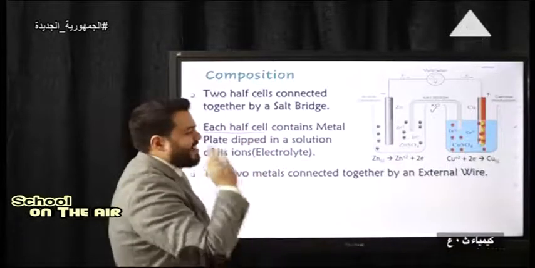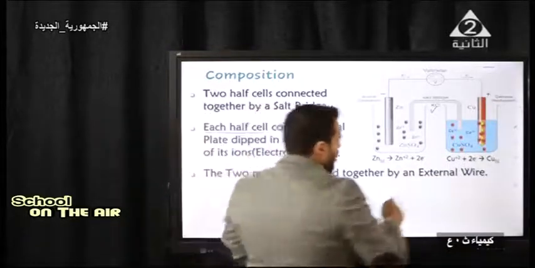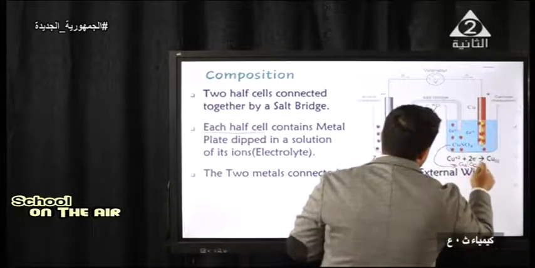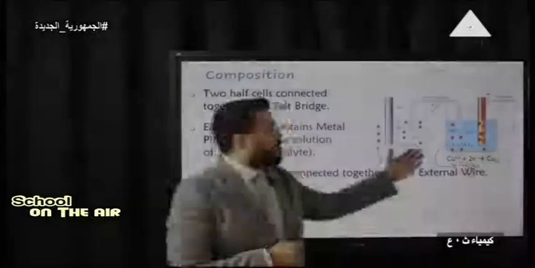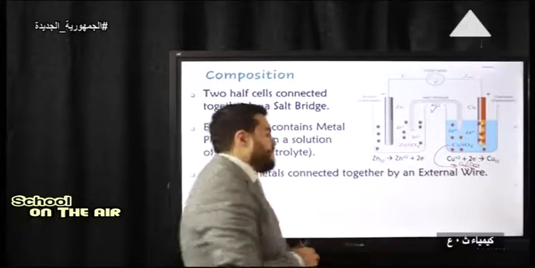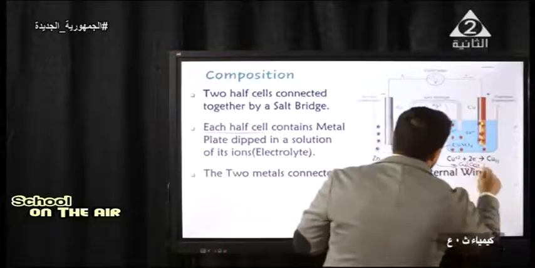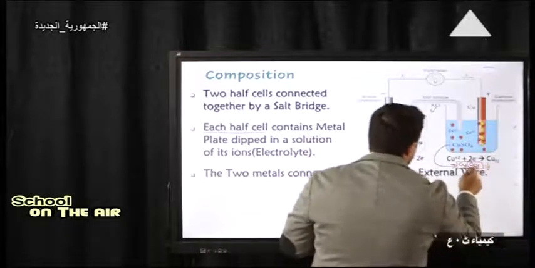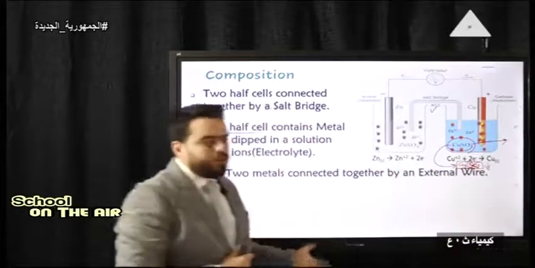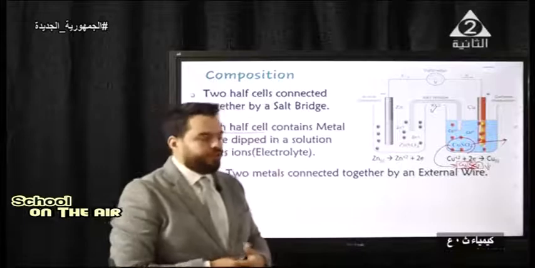And be careful that you are not making a copper carbonate solution. Why? Because copper carbonate is a precipitate, as we have studied before in chapter 2. So you have to choose a solution which is aqueous, or which is soluble in water.